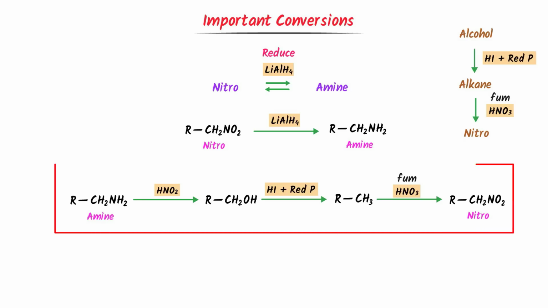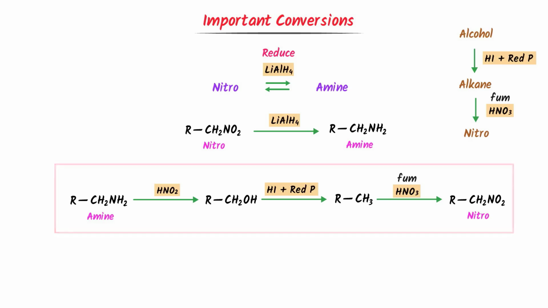Thus remember that if we add reducing agent to nitro, we get amine. Secondly, we convert amine to alcohol, alcohol to alkane, and alkane to nitro. Now you must note down all these important reactions on a chart. Try to recall and practice all these conversions for a week. By practicing and revising, you will master all these conversions. Thus note down all these important conversions.